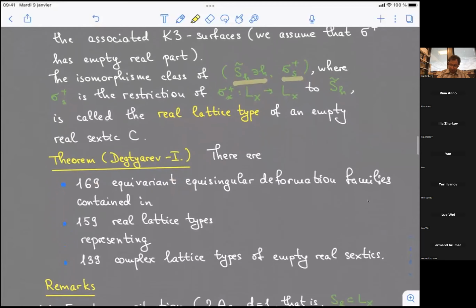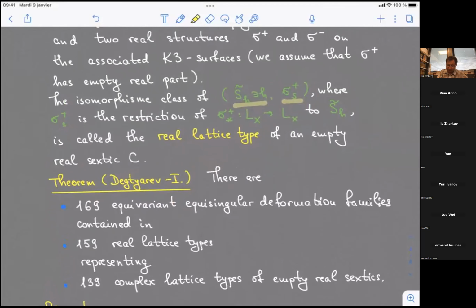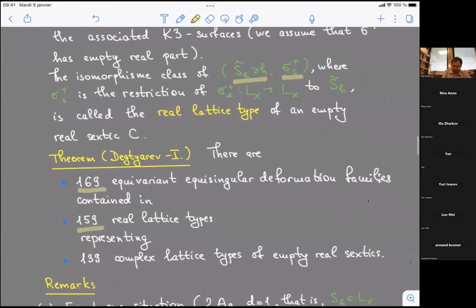So now the theorem. As I said, the theorem is formulated in a strange way, so I will just give you numbers. It's a theorem we proved with Alex Degtyarev. I claim that there are 169 classes in this equivariant equisingular deformation classification of empty real sextics. And in fact, they are contained in 159 real lattice types. And these real lattice types represent 139 complex lattice types.